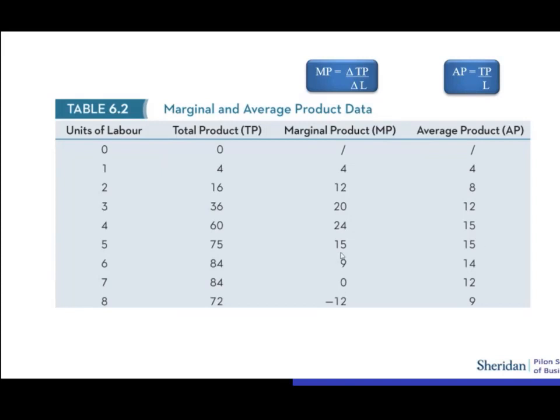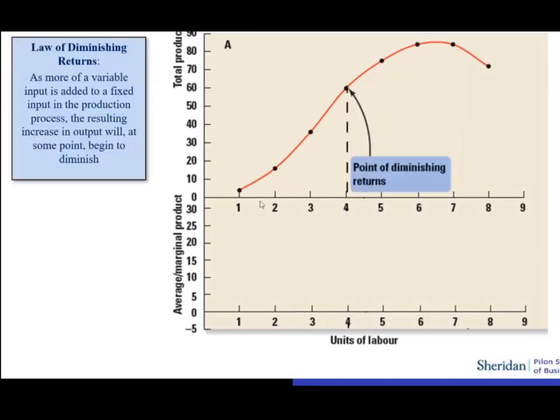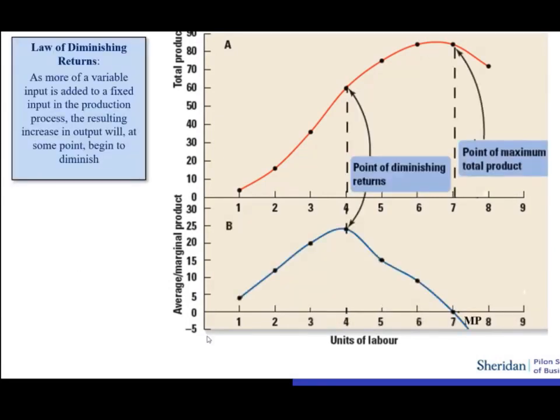So now on the margin, after diminishing returns kicks in, the marginal product's falling, and that's going to start dragging down the average product. So that's the general pattern. If we look at these in a diagram, we can see that if total product looked like this, then our marginal product would look like this. So there's some important things to point out here.